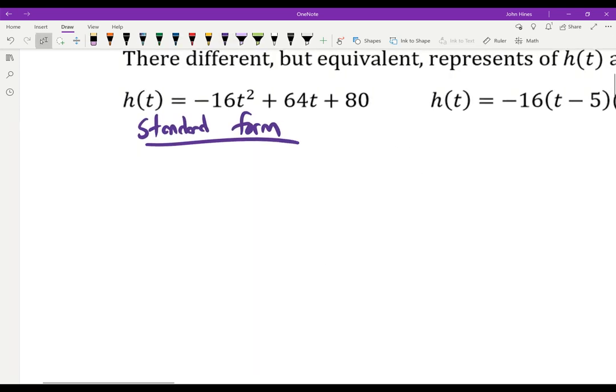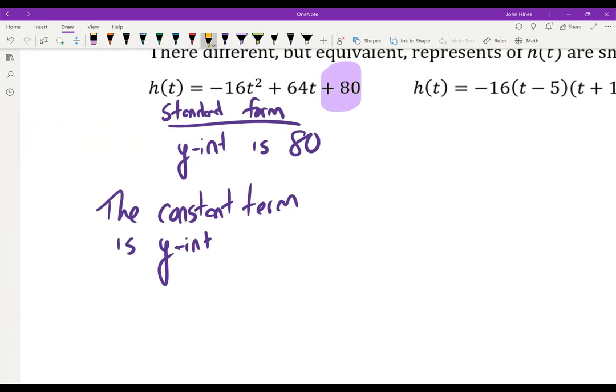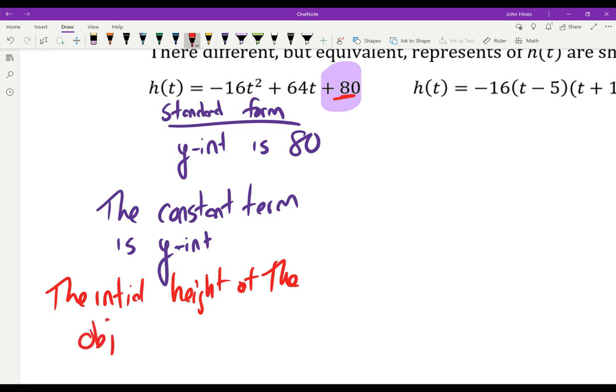And the only nice thing we get from standard form is the y-intercept. The y-intercept is the constant, the 80. So the constant term is the y-intercept. It's the initial height. So in this case, the initial height of the object is 80 feet above the ground. It's starting 80 feet above the ground.